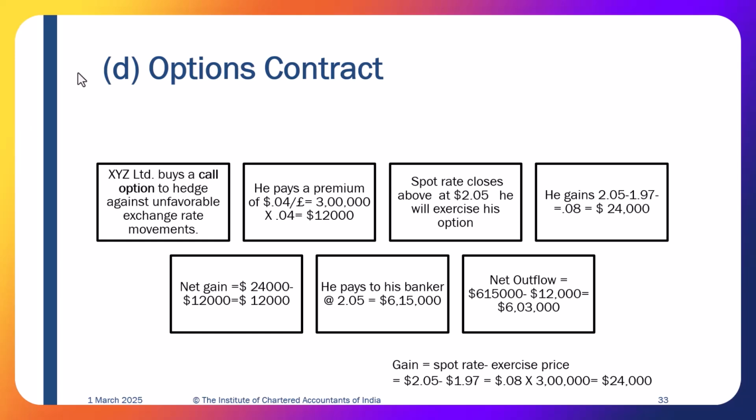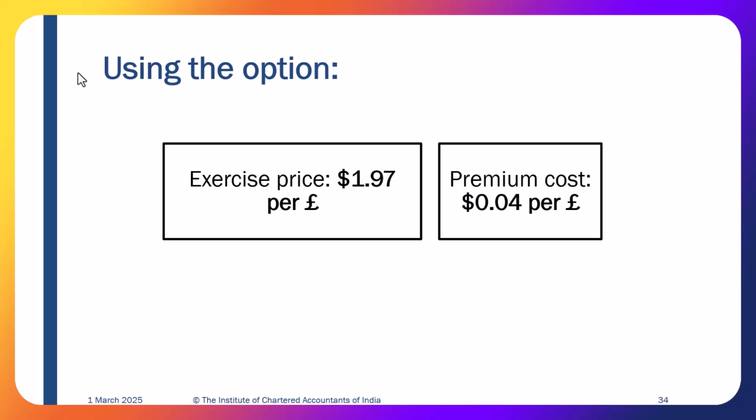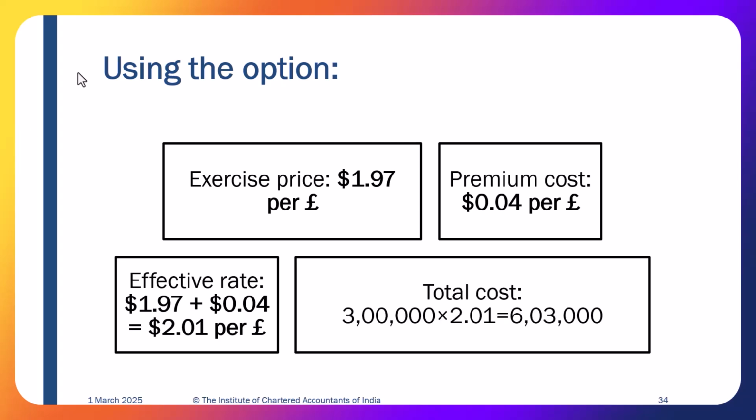In the stock exchange, you are not going to get pounds or dollars. Here you are going to get some money from the stock exchange, go to the bank, and pay him to convert your pounds into dollars. So that is what he has done. At 2.05 he paid the bank, and from the stock exchange he got 24,000 minus 12,000 premium. So that was his net gain. If you add both things, his net outflow was only $6,03,000.